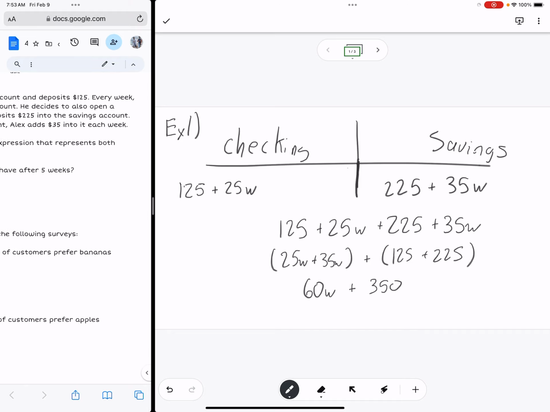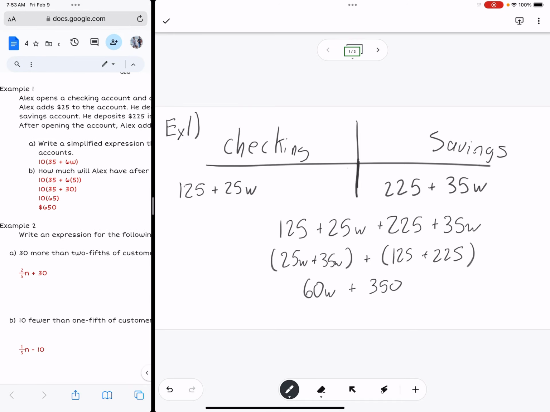We're not done yet. What can we do? Simplify or factor by how much? Not 60. No, 30. Not 6. Five. They both end in zeros, so we can factor by 10. If I factor by 10, this is the easiest one. The zeros just cancel out. So I have 10 on the outside, and then I have 6W plus 35.